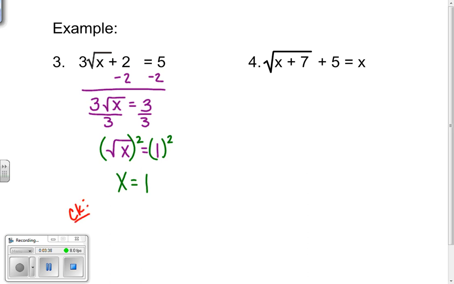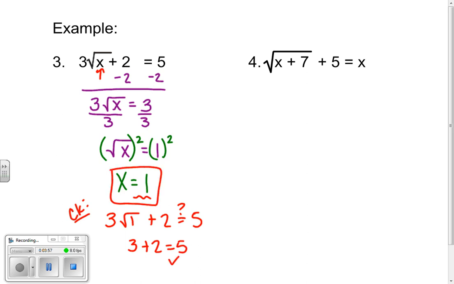To check that, I'm going to put this 1 back in the original equation for x. 3 times the square root of 1 plus 2 equals 5, I hope. The square root of 1 is 1, and 3 times 1 is 3. And 3 plus 2 does equal 5, so my answer is 1.